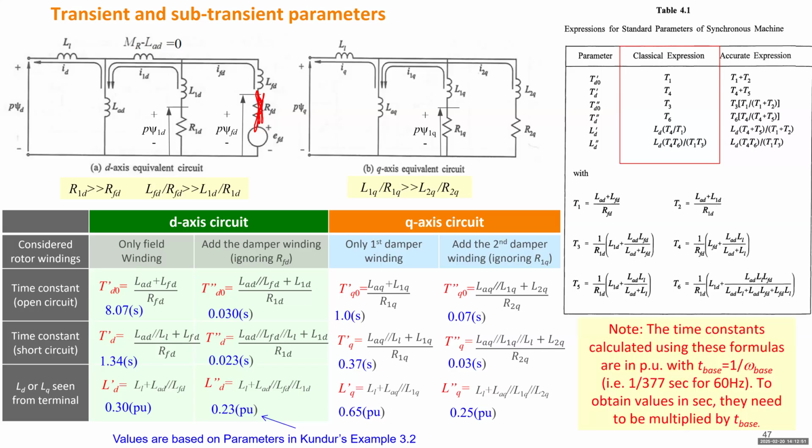Okay. What is the per unit time constant? The unit will be 1/377 seconds. So for instance, if you calculate a time constant and get maybe 1 per unit, 1 per unit time means 1/377. In order to translate the per unit value to the value in seconds, you need to multiply the calculation by 1/377. That will give you the value in seconds. Okay, that's the only thing I need to remind you. All right. Sorry for a little bit longer lecture.